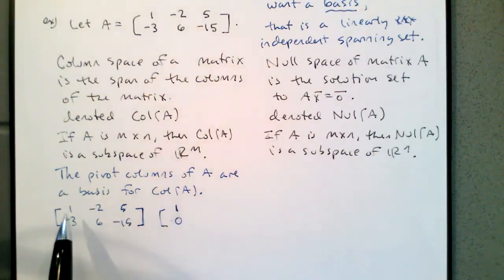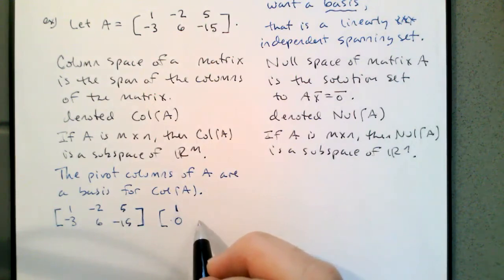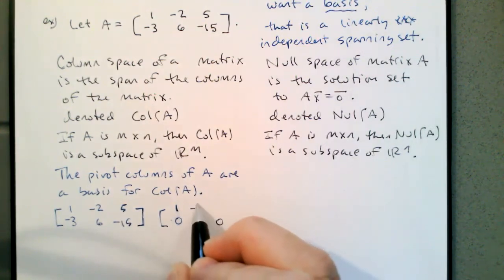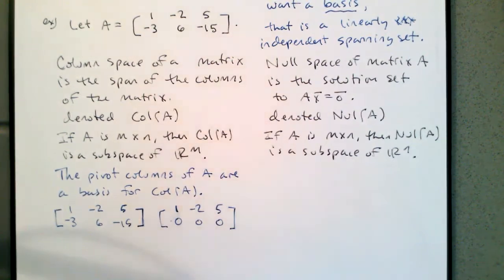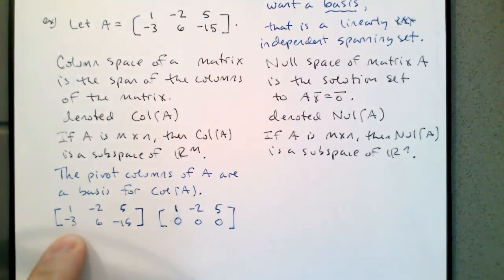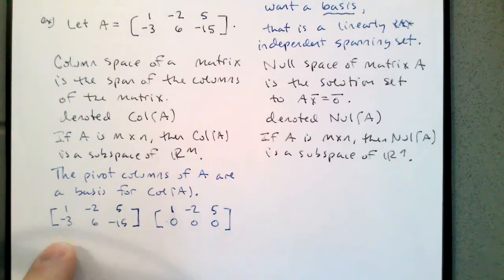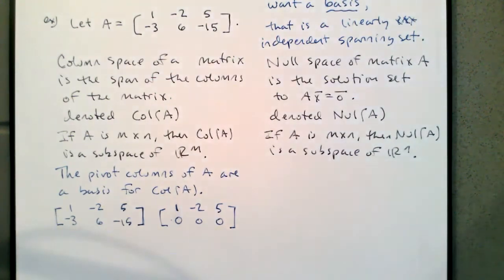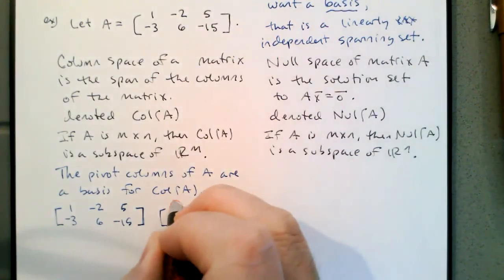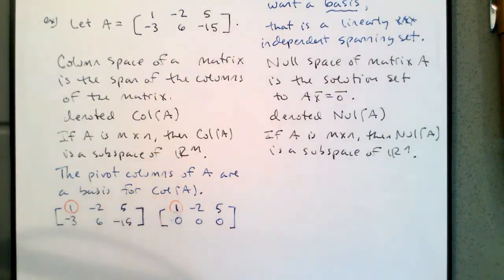And what you notice, if I do 3 times the first row and add the second row, I'm going to cancel out the second row entirely. This makes sense because if we look at the columns of A, the second column is just -2 times the first column. And the third column is just 5 times the first column. And that's what the reduced row echelon form is telling us. So we have just this pivot in the first row, first column. And so when we go to the original matrix A, there's a pivot there in the first row, first column.